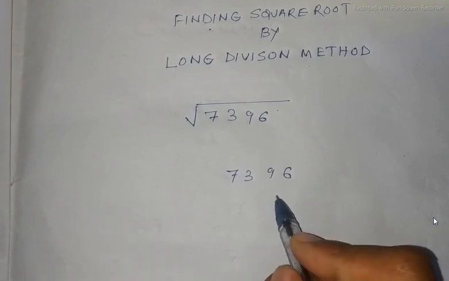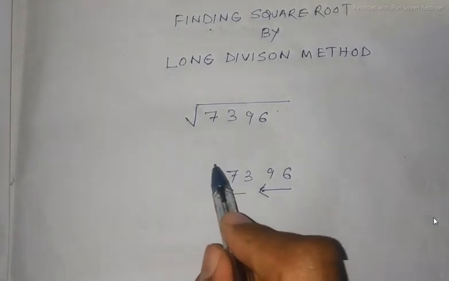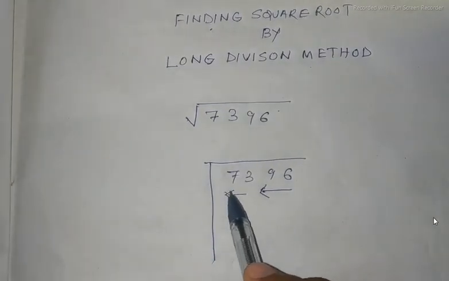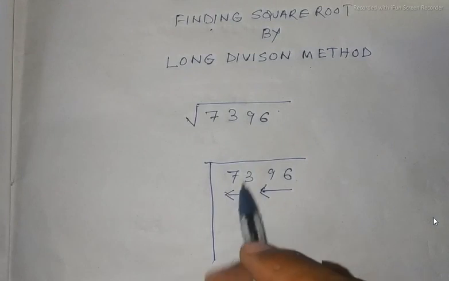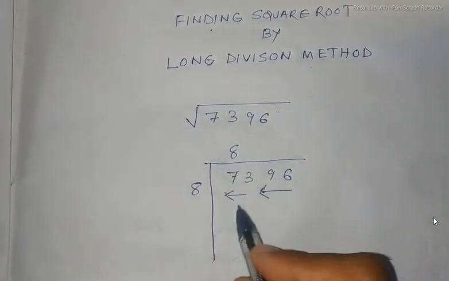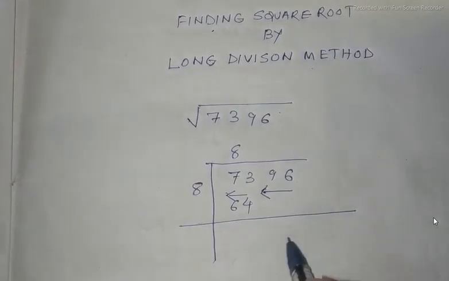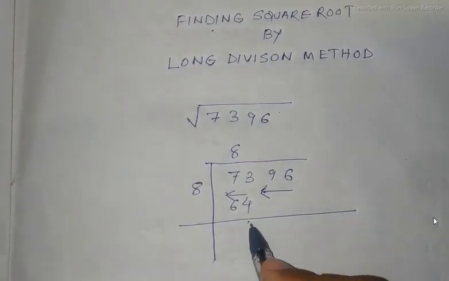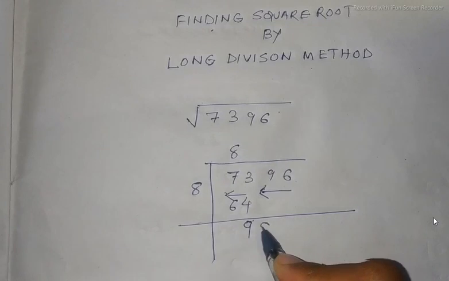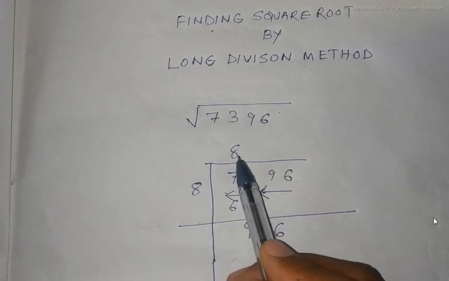We will pair the digits from right to left in this direction. Once our pairing is complete, we have to think of a perfect square which is nearest to 73. So 64 will be the nearest number to 73. So 8 8s are 64. 73 minus 64 is 9, and the next pair of digits will come down. So 996.